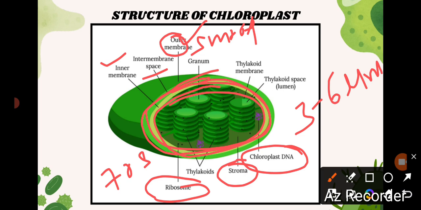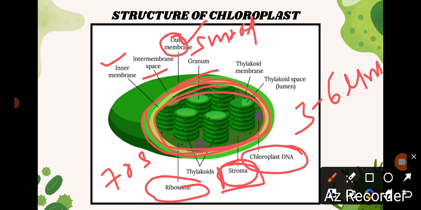The light independent reaction, that is the dark reaction, mainly occurs here. So you can have the question: where does the dark reaction occur in the chloroplast? The answer is the stroma. In the stroma only the dark reaction, also called the light independent reaction, occurs.